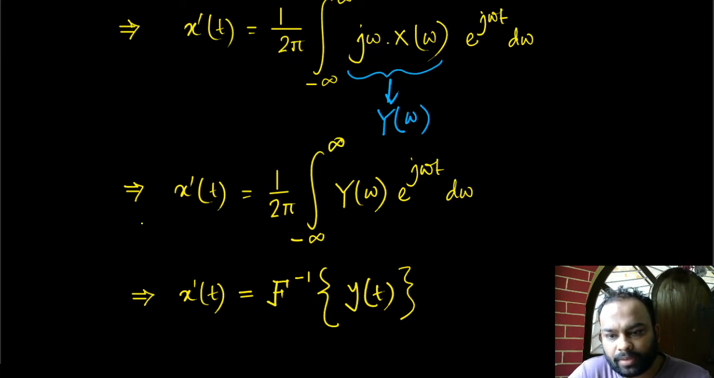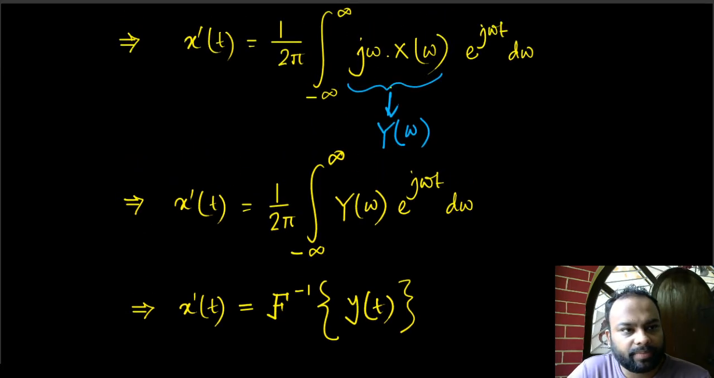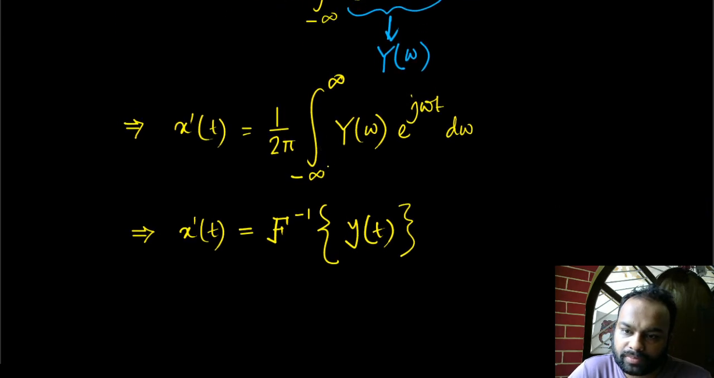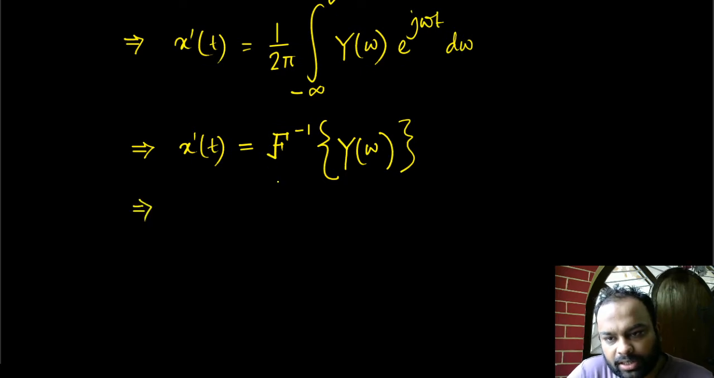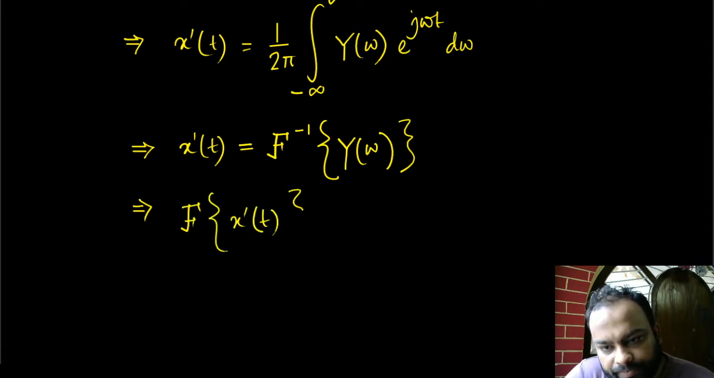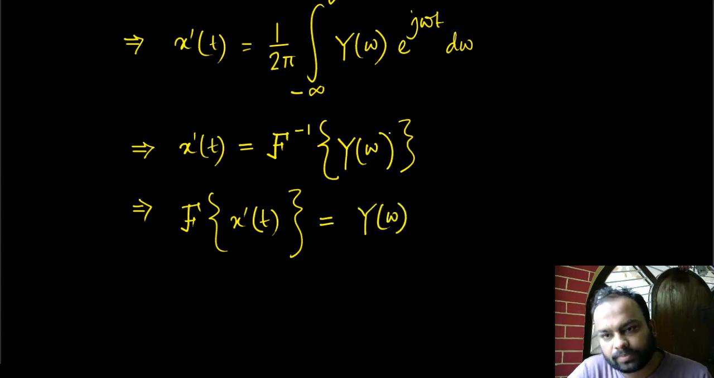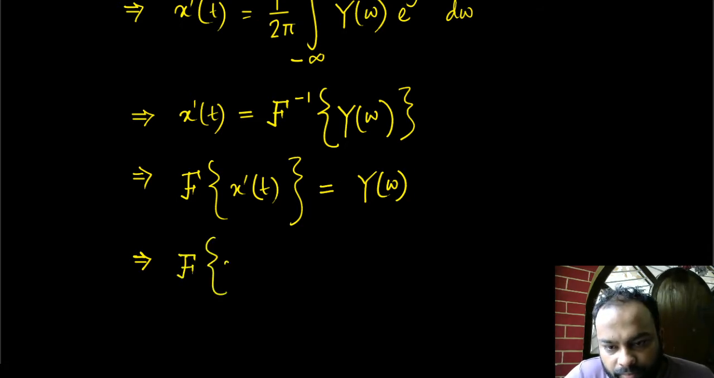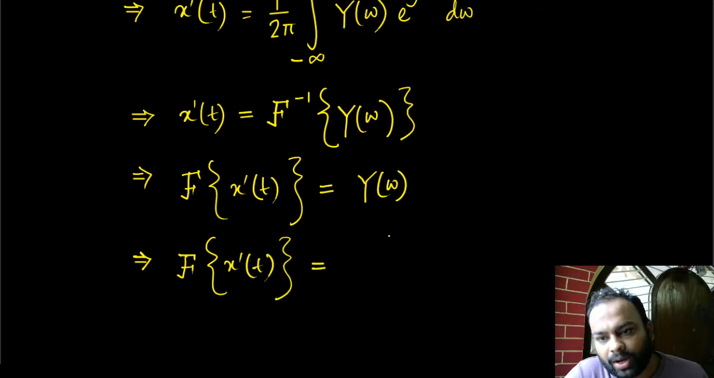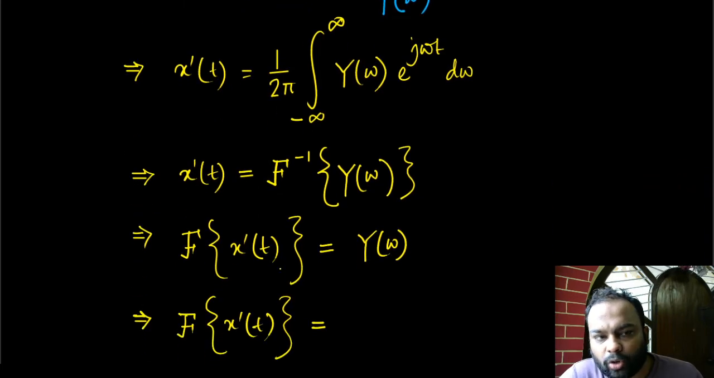With that knowledge, try to understand what do I have here? What is this? This is the inverse Fourier transform of jωX(ω), right? So this is the inverse Fourier transform of Y(ω), so I can say this is the Fourier transform of x'(t), and which is Y(ω). All right, so what is Y(ω) again? Y(ω) was jωX(ω).